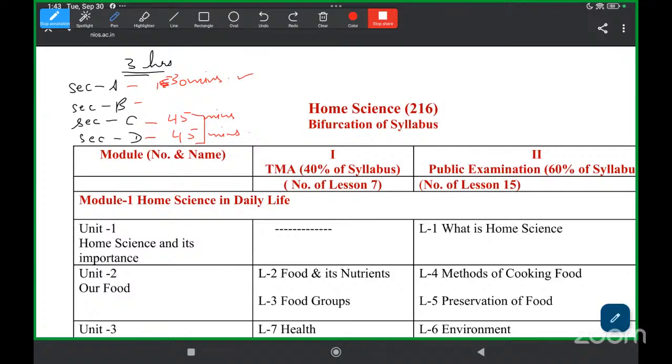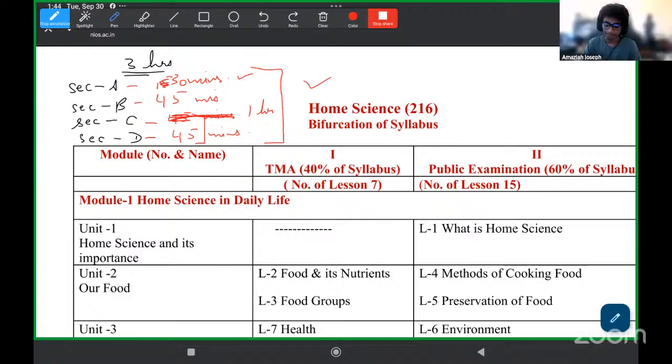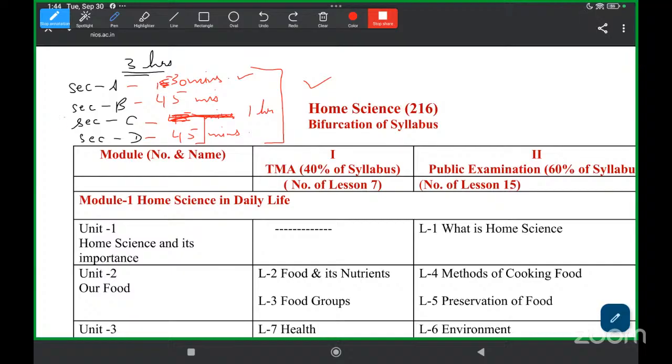Section B, you will still have 1 hour. So even if you put 45 minutes here, 45 minutes here, and if you take 1 hour in section C, then also your paper will be able to complete. You'll be able to complete section A 30 minutes, section B grammar 45 minutes, section C 1 hour, section D literature 45 minutes. You will be able to finish it.